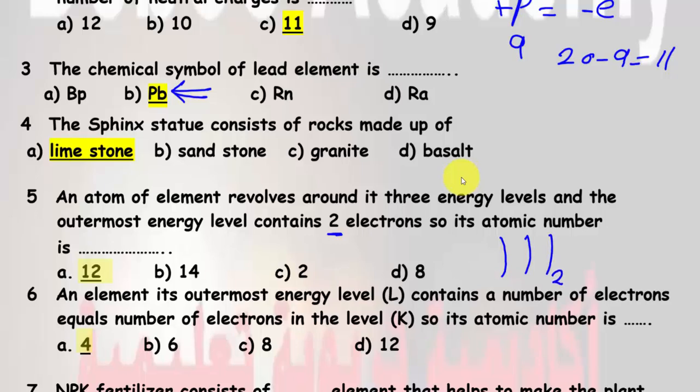And we complete the first K saturated by 2 and the L saturated by 8. So the summation of the electrons will be 2 plus 8 plus 2, which is 12.